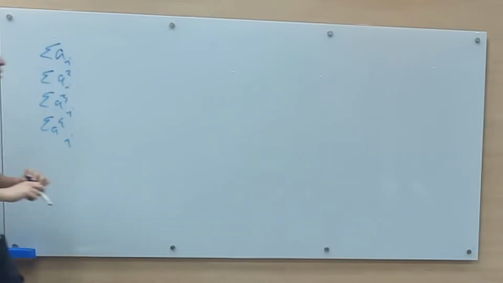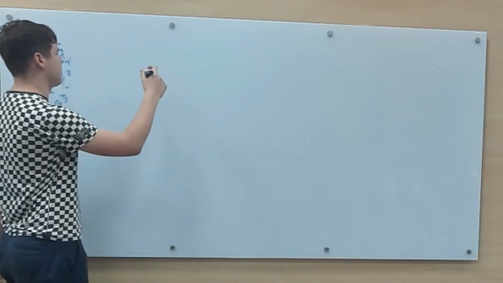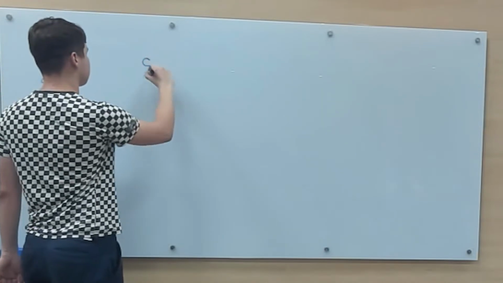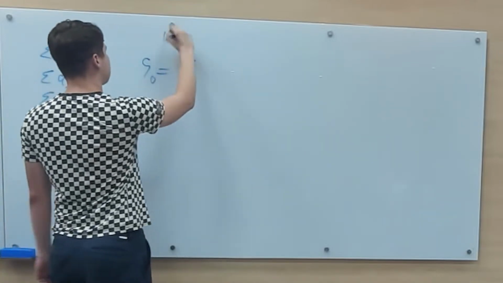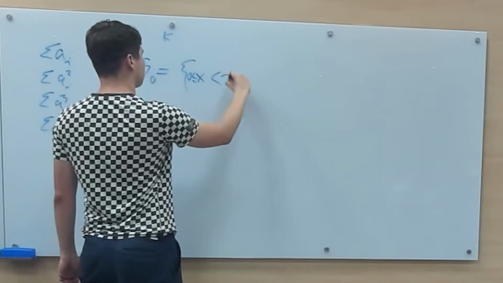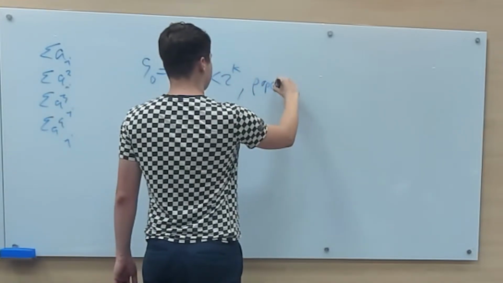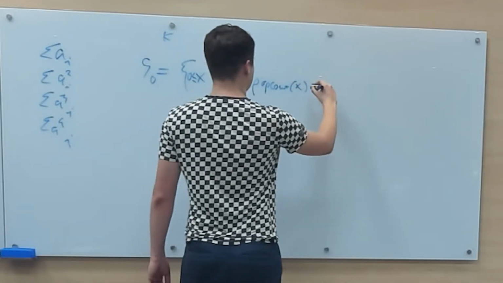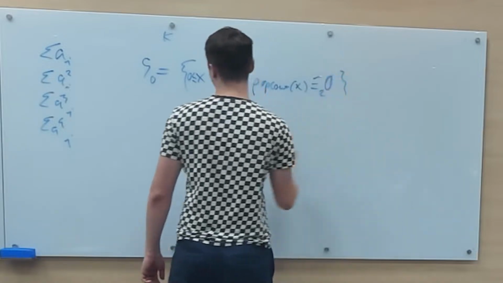And why? Okay, so let's consider two sets. One set, S0, is the numbers: let's pick some k. X is from 0 to 2 to the power of k, popcount of x is equal to 1 modulo 2, 0.